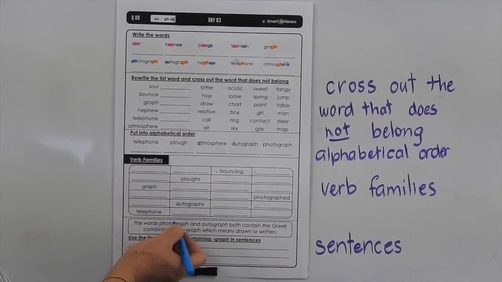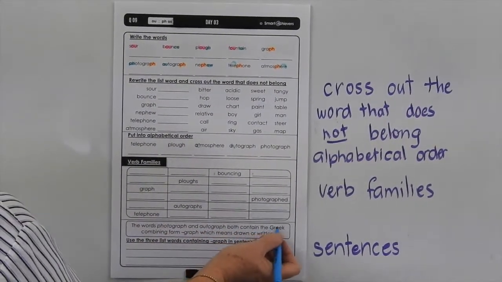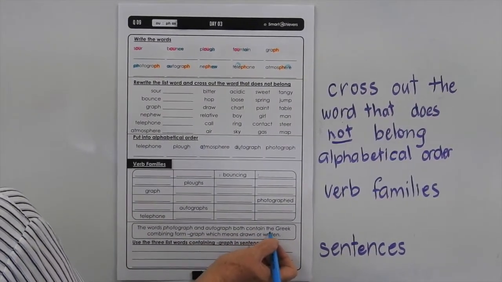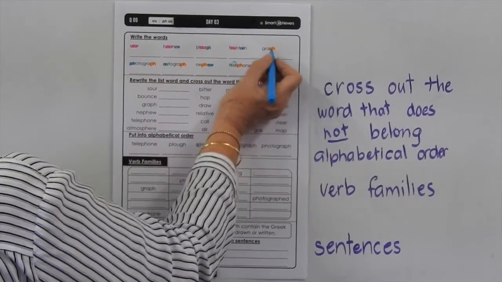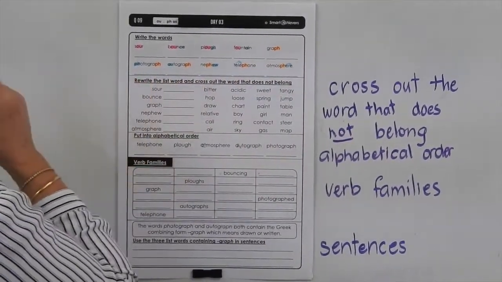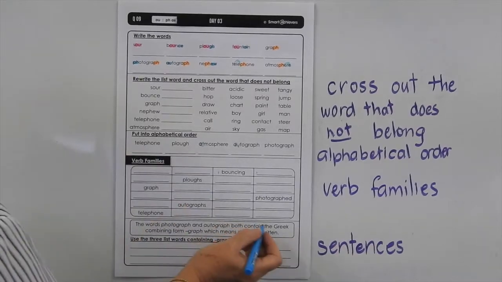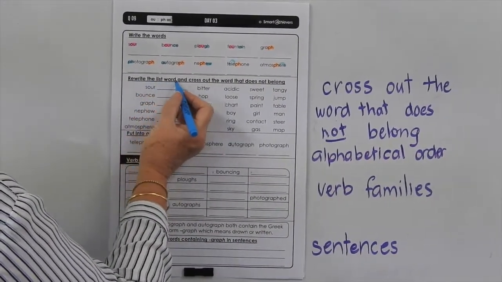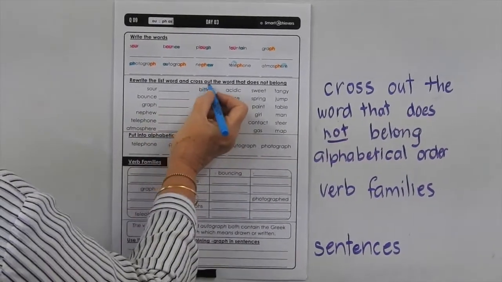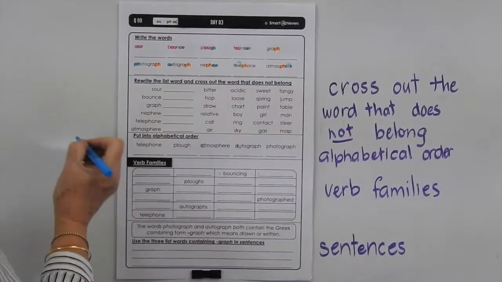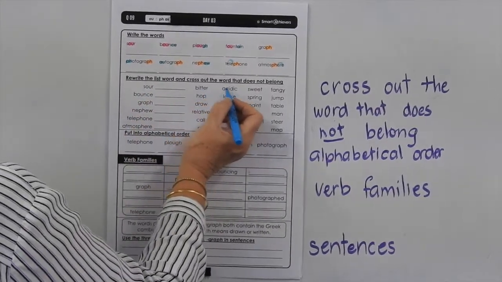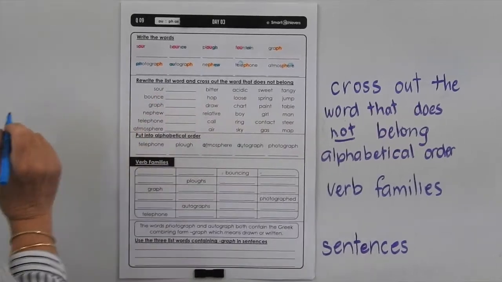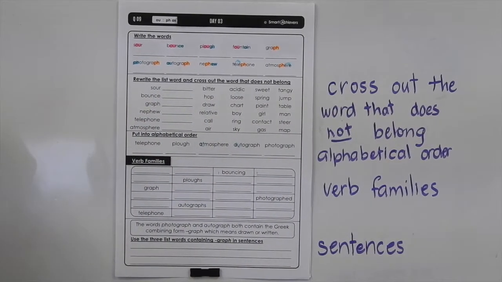Now, the words photograph and autograph both contain the Greek combining form graph, which means drawn or written. So if we looked up the etymology or the history of these words, we'd probably find that many of them are from the Greek language. Then down here you have to rewrite the list word, and then you're going to cross out the word that does not belong. So if you look at sour, we've got bitter, acidic, sweet and tangy. Of course, sweet is the one that wouldn't belong there, so it's the one that you must cross out.